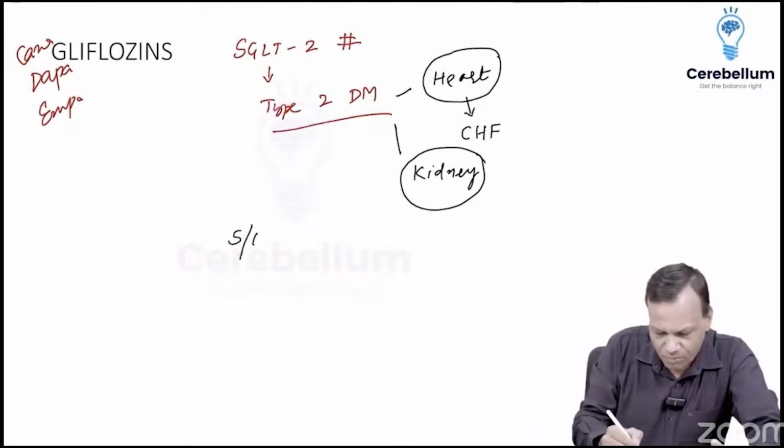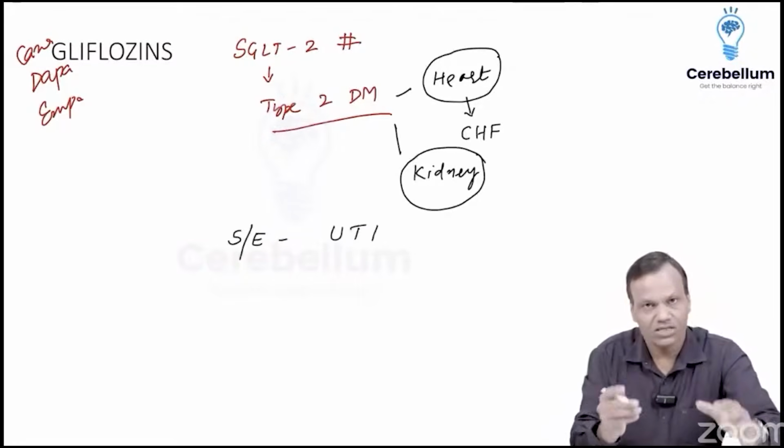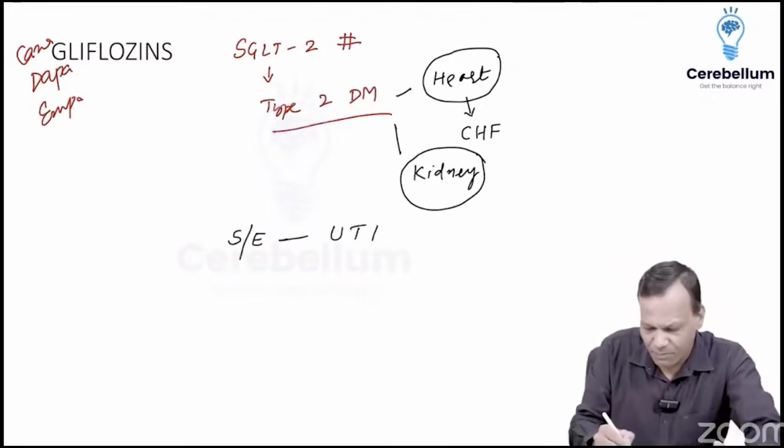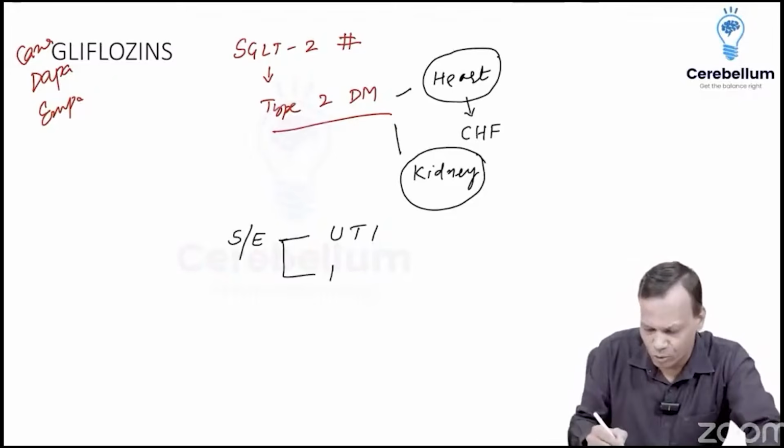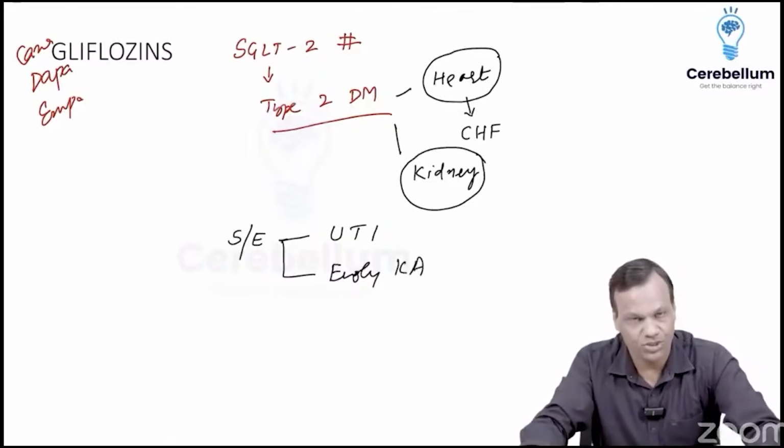Major side effects you need to remember. One is obviously UTI, because glucose goes in urine. But second, very important, if we use them in type 1 diabetes and stop giving insulin, they can lead to euglycemic ketoacidosis. Euglycemic ketoacidosis. Okay.